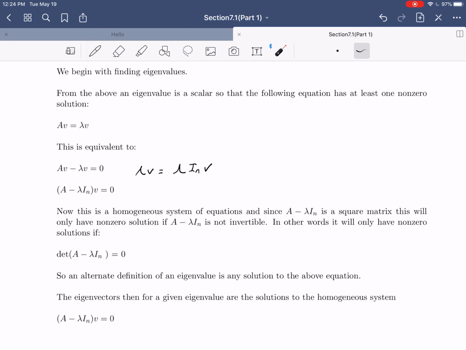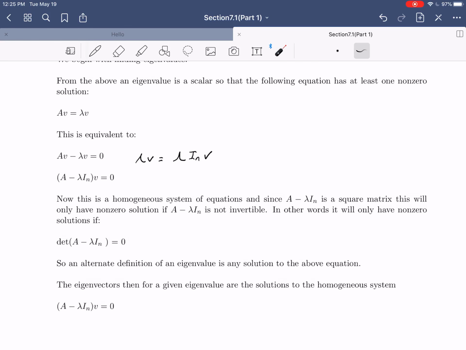So that we can phrase that in terms of the determinant. Something is non-invertible if the determinant is equal to 0. So in other words, we're saying this guy will only have non-zero solutions if the determinant of A minus lambda I_n is equal to 0. And actually, this definition right here was the one we stated way back in Chapter 3 for the definition of an eigenvalue. We said an eigenvalue was anything that made the determinant of A minus lambda I_n equal to 0.